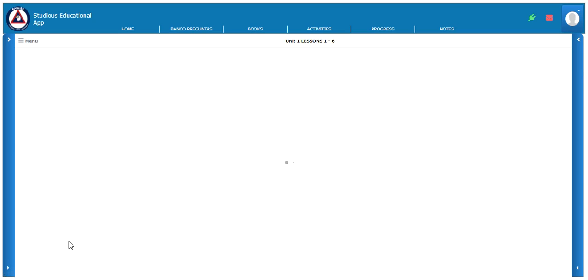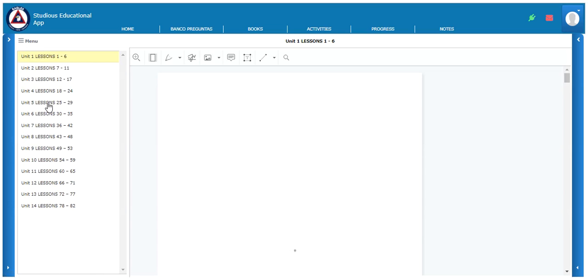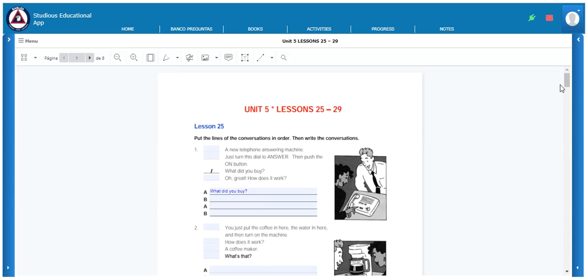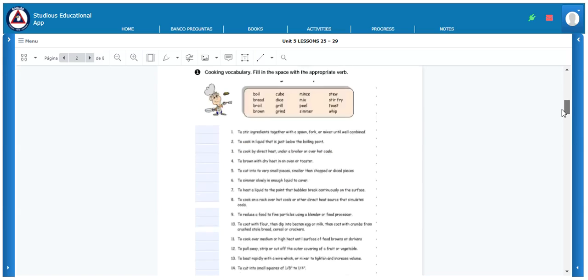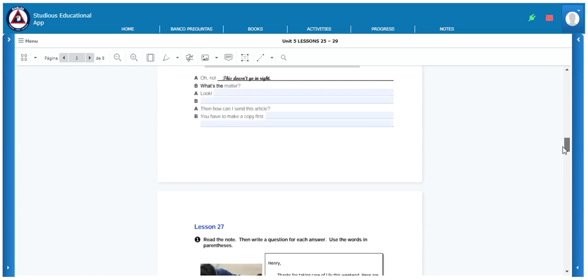And once this loads up, don't forget that you have to go on the top where it says menu, take a look at your lesson, your Unit 5, Lesson 26. The first one is 25, and the next one is 26, and that's all you guys have to do. It's 2 pages.